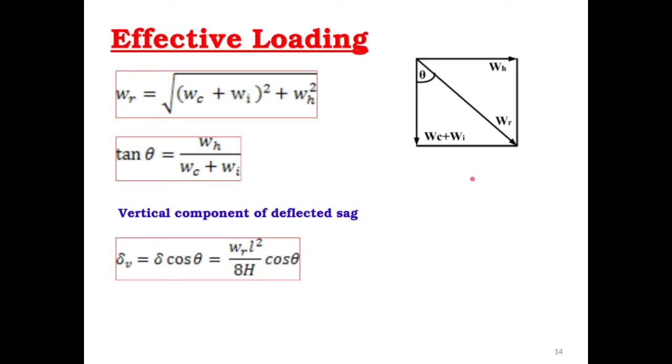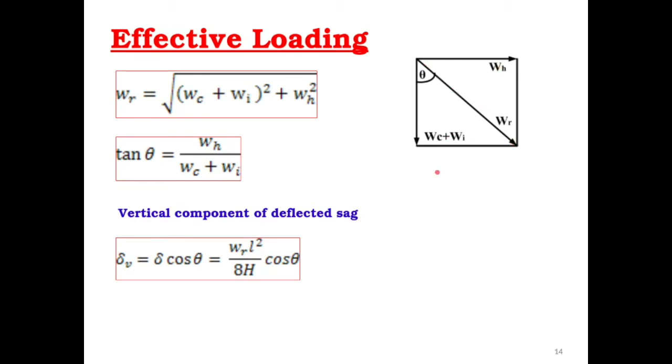So that's why we show the conductor weight. Here I even showed WC, meaning weight due to the conductor itself. WI is ice loading, and horizontal loading will come from the wind blowing over the surface of the conductor. So WC, the conductor weight, acting vertically downwards, WI, the ice loading, acting vertically downwards, and wind force WH is acting horizontally. And from that we can get this resultant.